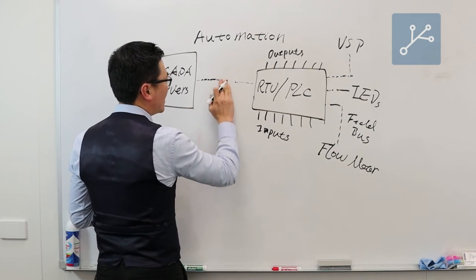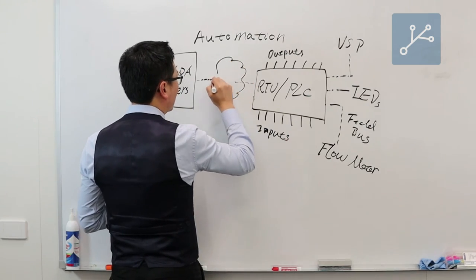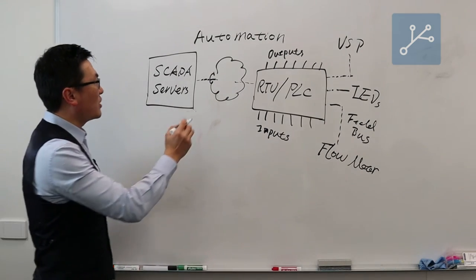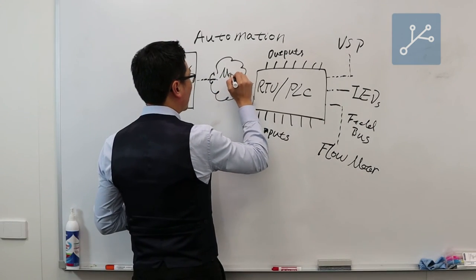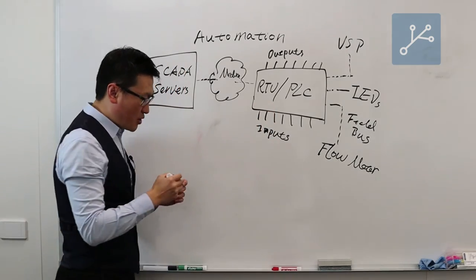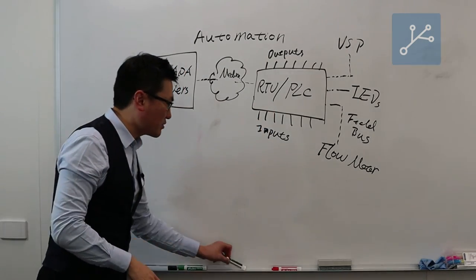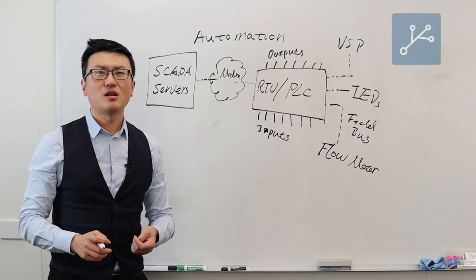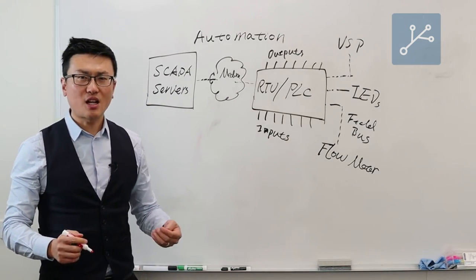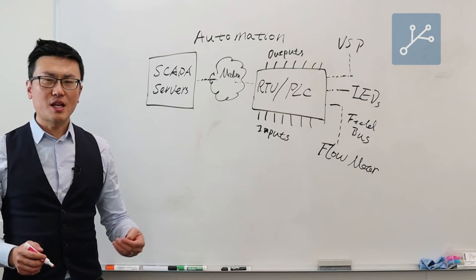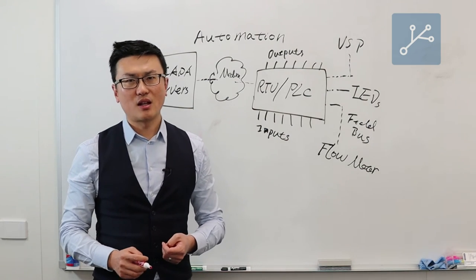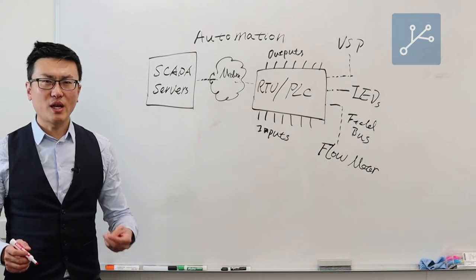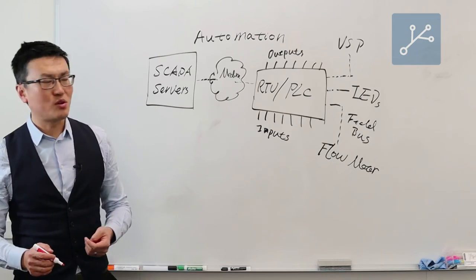So if we break the linkage, and I draw a cloud here and call this communication media, this communication media can be in various forms. It can be through LTE or cellular, satellites, national broadband, ADSL, PSTN, dial-ups, radios, and many other forms as well.